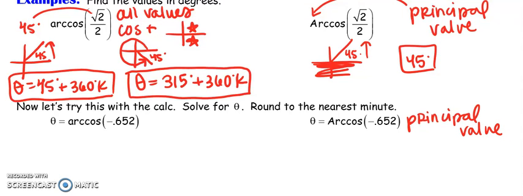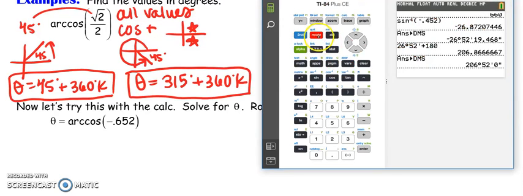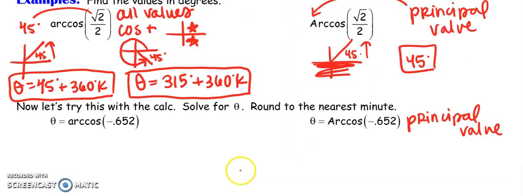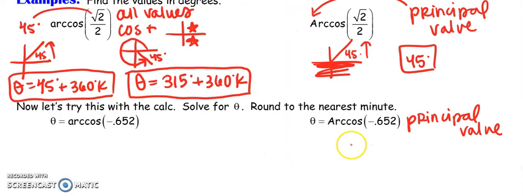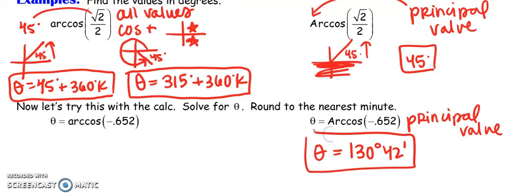So this is a principal value. I would go into the calculator and make sure your mode is on degrees. I just want to reiterate that. And we're going to do second cosine of negative 0.652. Second cosine of negative 0.652, and I'm going to pop that in there. I'm going to DMS it. Okay, so we're going to round up: 130 degrees, 42 minutes. That is your principal value.